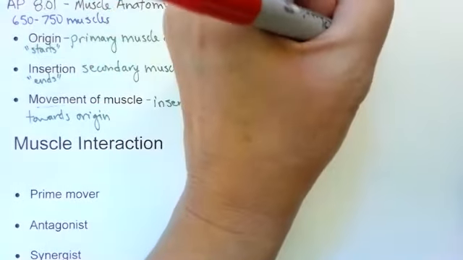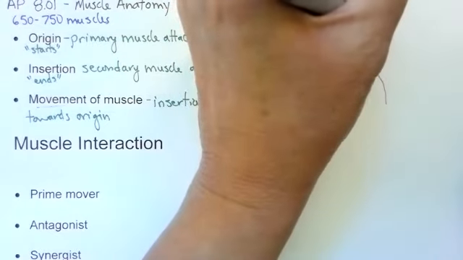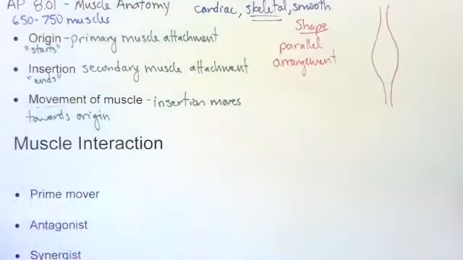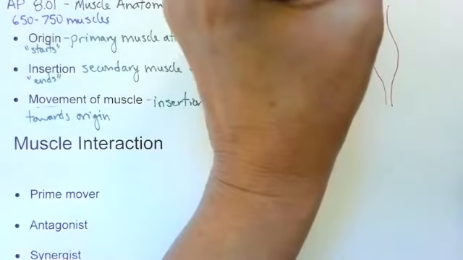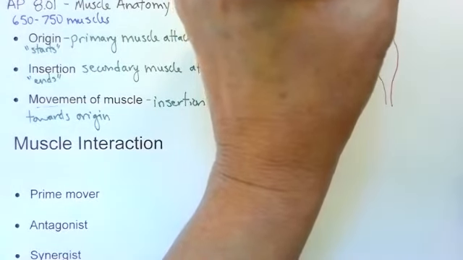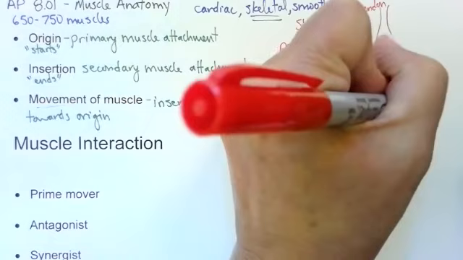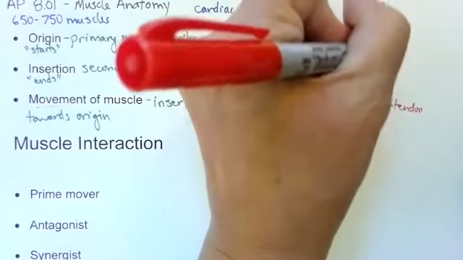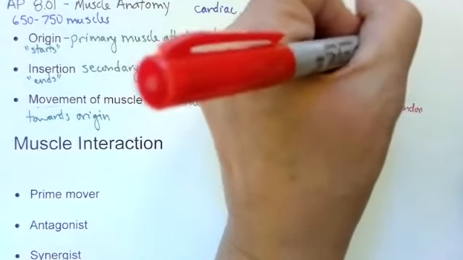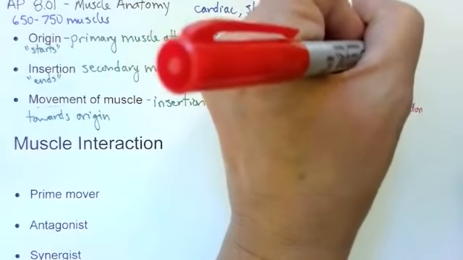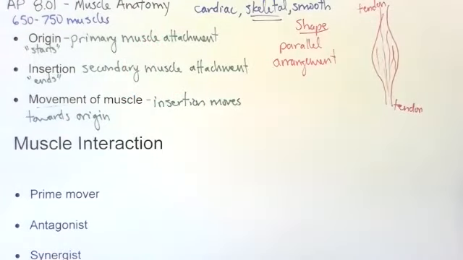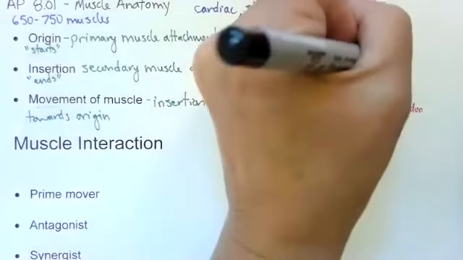And it looks a little bit like this. So we would have tendons up here. This would be a tendon, which attaches the muscle to bone. We would have a tendon down here. And the muscle fibers would run this direction, parallel to each other.